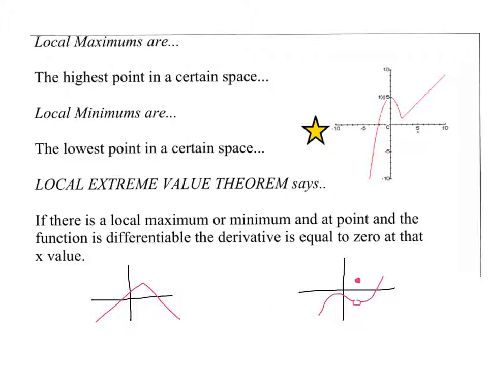Say it's something like that. And the question was, is this spot right here the local maximum? A lot of people would say no, it's not differentiable there. You're right, the derivative doesn't exist. But the definition of a local maximum simply says, is it the highest point in its space? Yes, that is the highest point in the space. So that is a maximum.